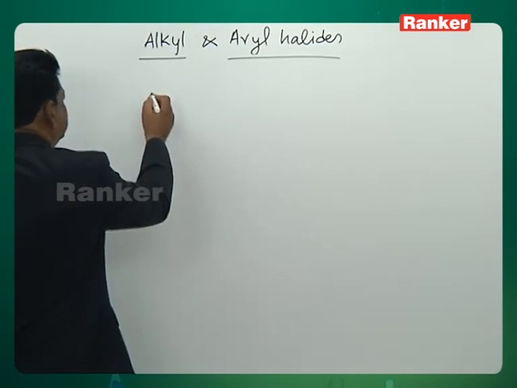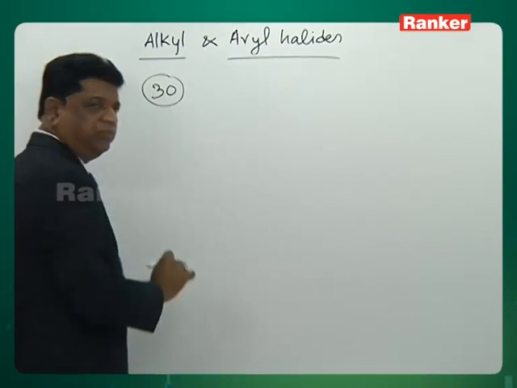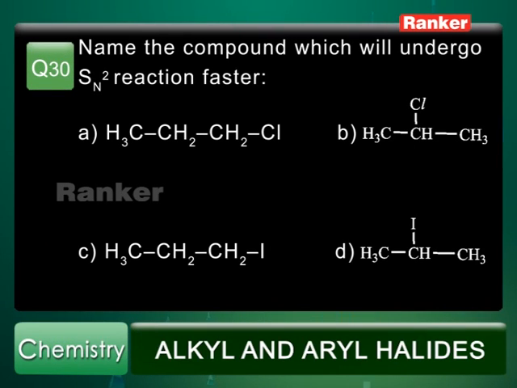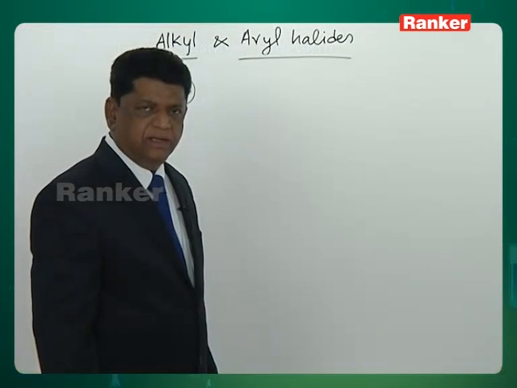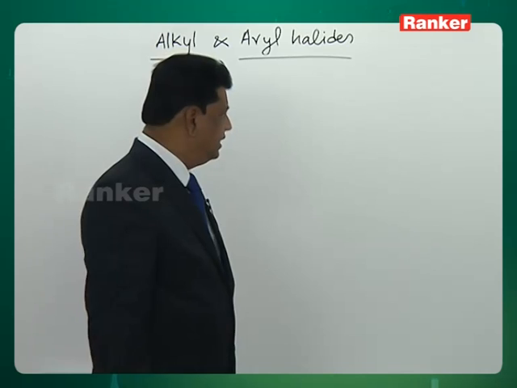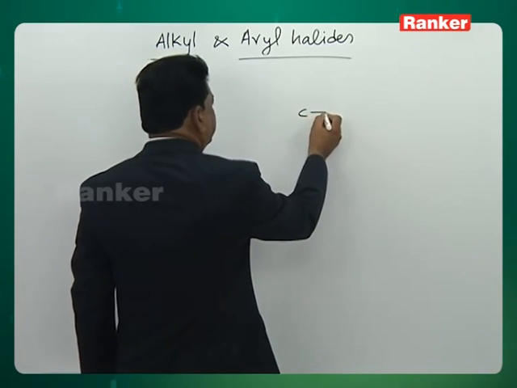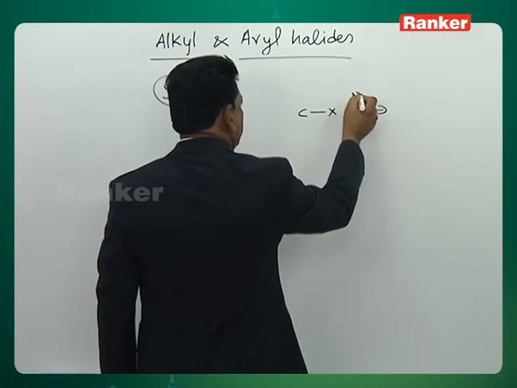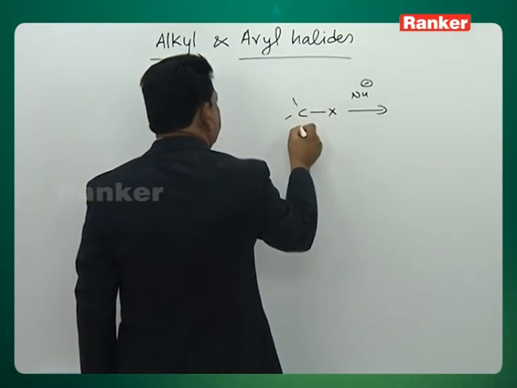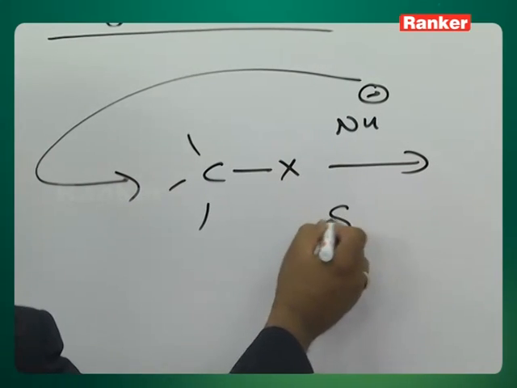So let's go to the next question, question number 30. Name the compound which will undergo SN2 reaction faster. Options are 1-chloropropane, 2-chloropropane, 1-iodopropane, and option D is 2-iodopropane. All are propanes, but 2 degree, 1 degree, and chlorine versus iodine is the thing here. In an SN2 reaction, the halogen is outgoing and a nucleophile is entering from the back side. So it is an SN2 reaction.